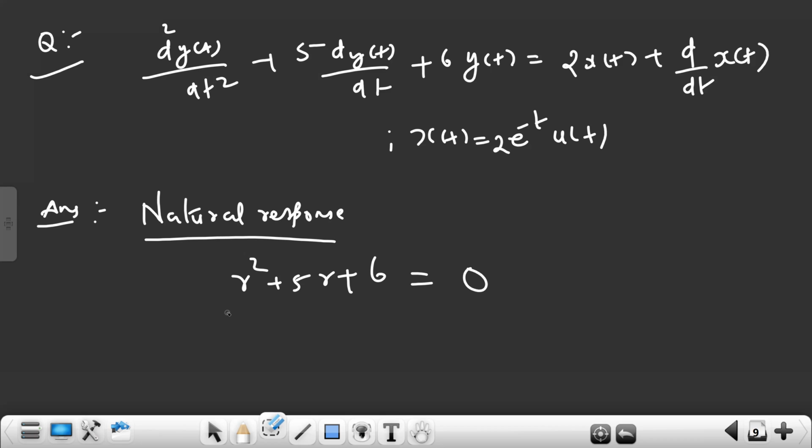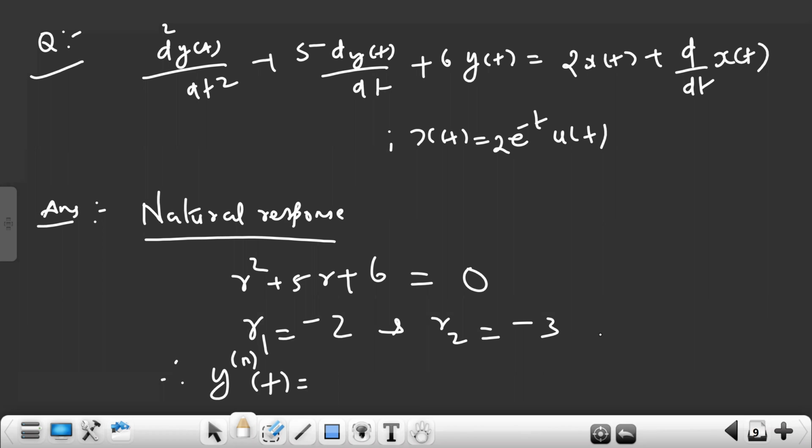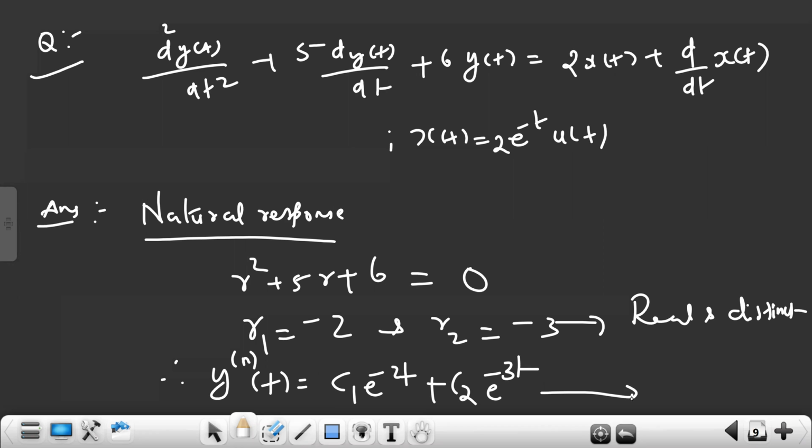After solving this, we will be getting the values of r1 and r2. Can you tell me the roots, characteristic roots for this equation, R1 and R2 after solving the quadratic equation? So -2, -3. R1 equal to -2 and R2 is equal to -3. This is real and distinct, right? These roots are real and distinct. So your solution will be yn of t equal to C1 e to the power -2t plus C2 e to the power -3t. Let it be equation number 1.